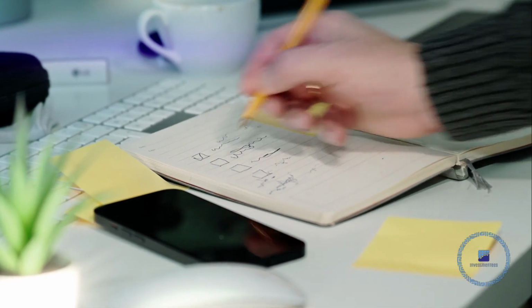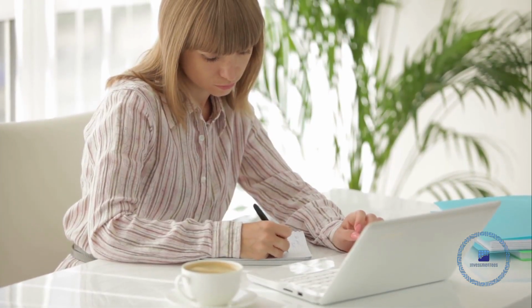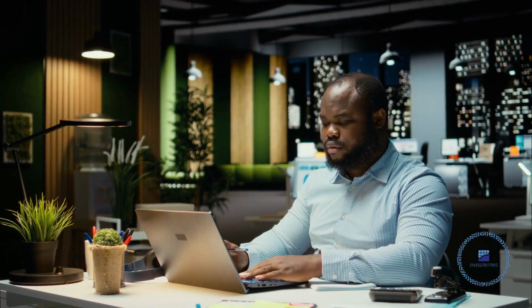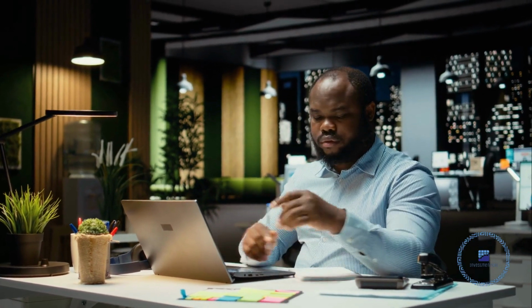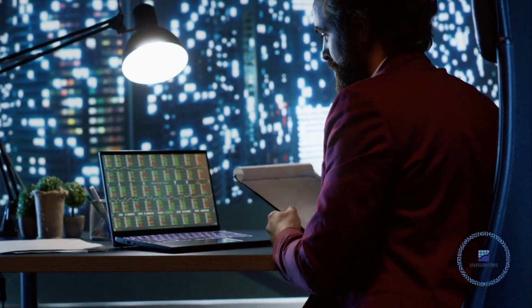Manual journals allow deeper reflection. Writing forces the brain to slow down and examine thoughts more thoroughly. It helps highlight emotional tendencies and mental patterns. Some traders use both, digital logs for data and handwritten notes for psychology. The right approach is the one you can maintain consistently.